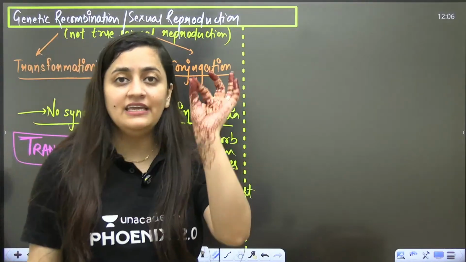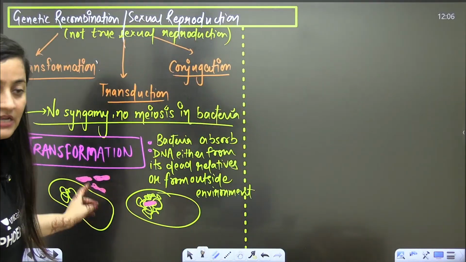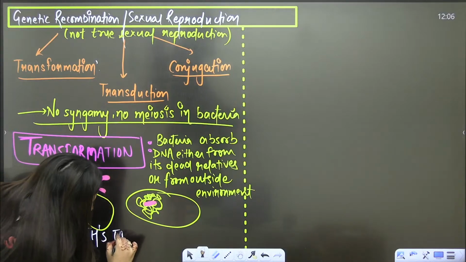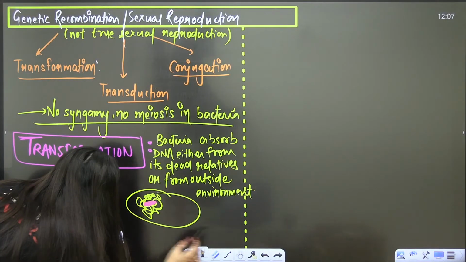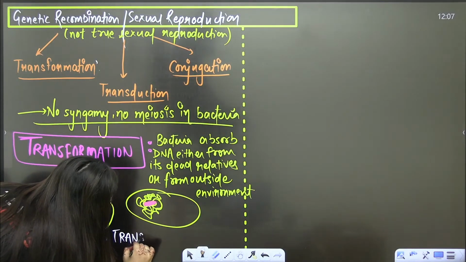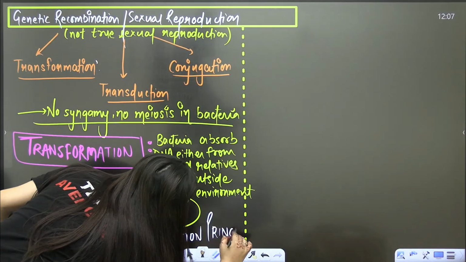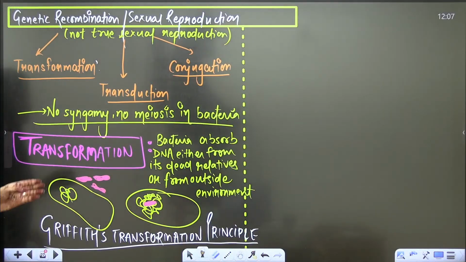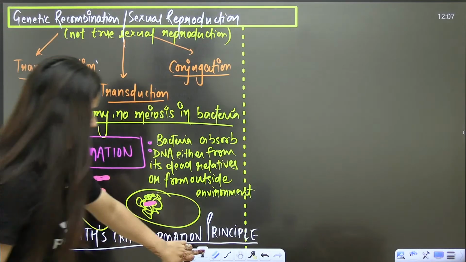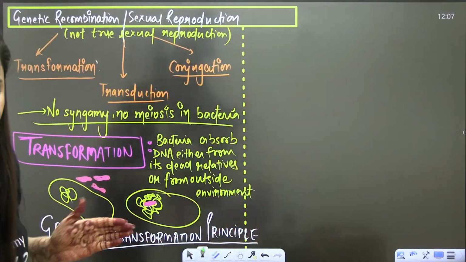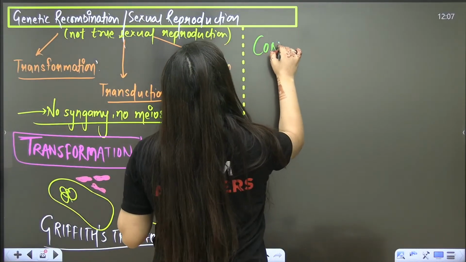So where do we study it? Even in your NCERT book. We study it in the molecular basis of inheritance, Griffith's transformation experiment or transformation principle. There we'll discuss it in detail. Is that clear? So next is transduction, and then we'll talk about conjugation. After the respiration part and nutrition, kingdom Monera will be finished like this. Then we'll move to Protista.